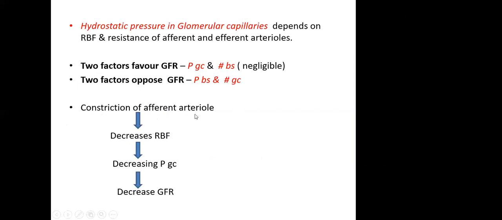So coming to the physiology, what will happen when the afferent arteriole is constricted? We know blood flow is coming via the afferent arteriole. Whenever there is a constriction of the afferent arteriole, renal blood flow will be decreased. As I already told, renal blood flow favors the hydrostatic pressure of the glomerulus. When renal blood flow decreases, hydrostatic pressure of the glomerulus also decreases. Hence, as a result, total GFR will also be decreased.